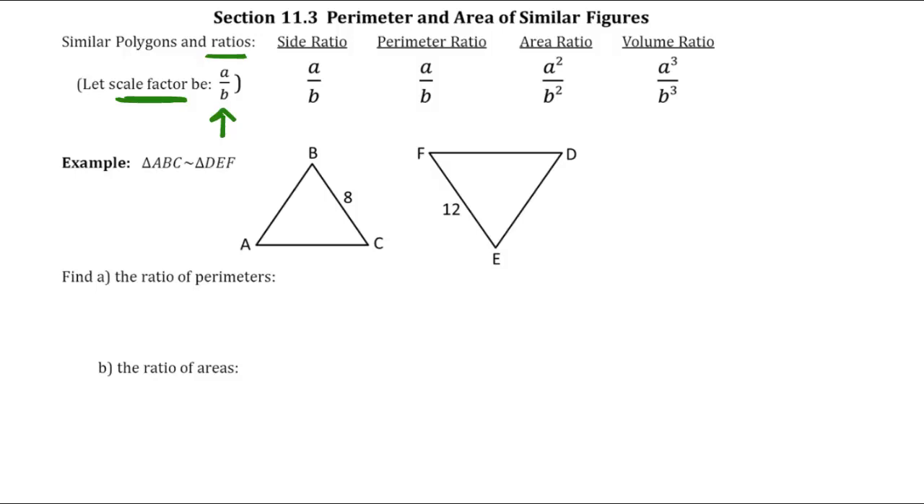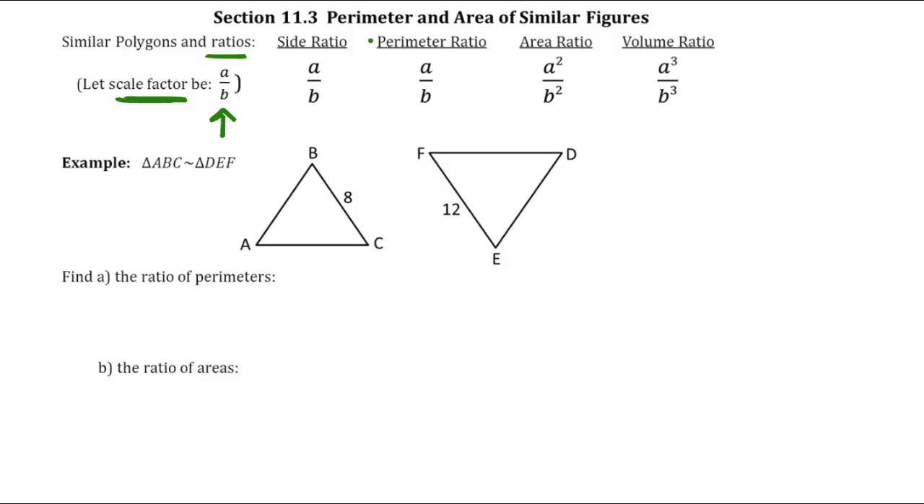Now perimeter, since perimeter is a single unit, when I add up all the sides, I still get feet. If your sides are in feet, I add them all up and I still get feet. So then my perimeter ratio is still a over b, a to b. Okay, so perimeter ratio a to b.